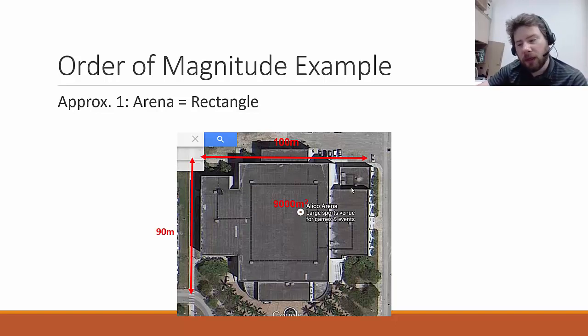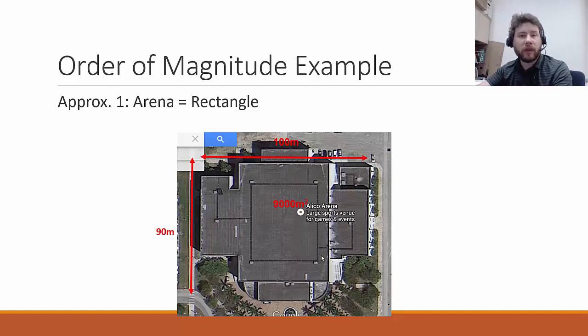It will give you something that is within a factor of a couple of the right amount of area that you can stand on, because you're just missing some parts inside of here, but probably not 50% of this area. So I just went on Google Maps, used the legend, measured it out, and it's 100 meters one direction and 90 meters another direction. That gives you 9,000 square meters. So that's the amount of floor space you can stand on.